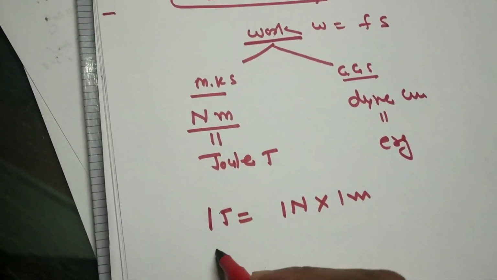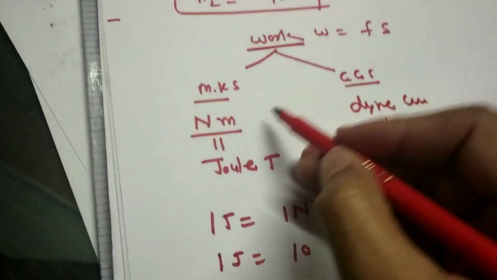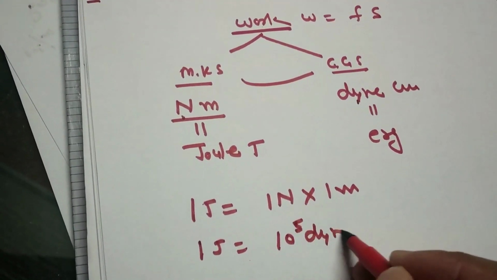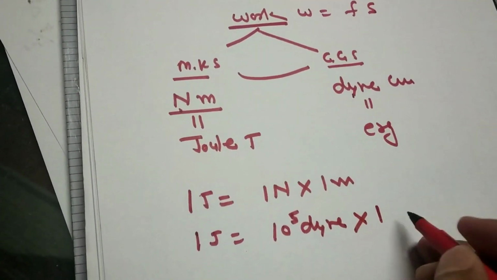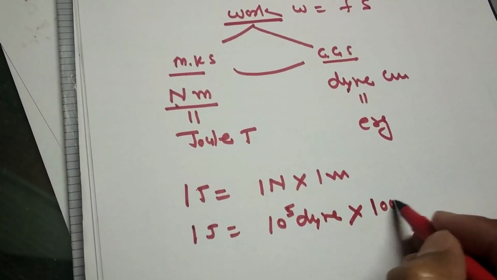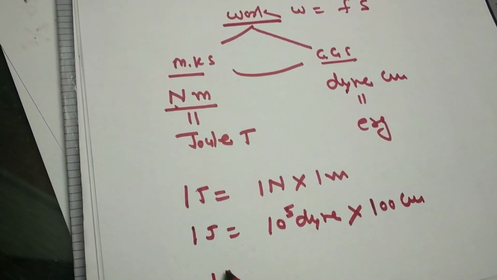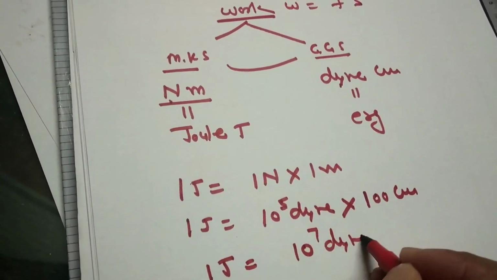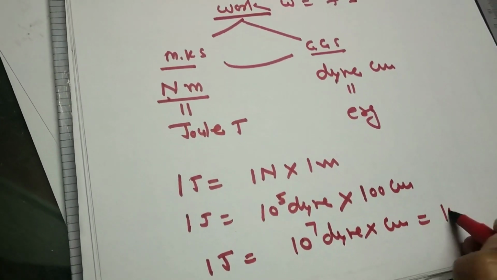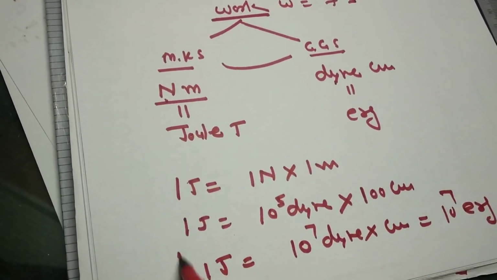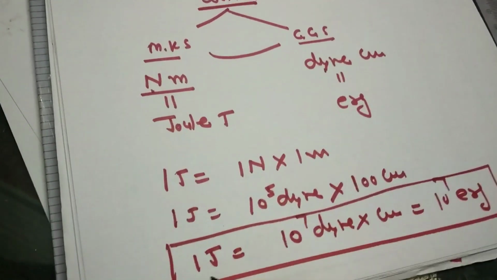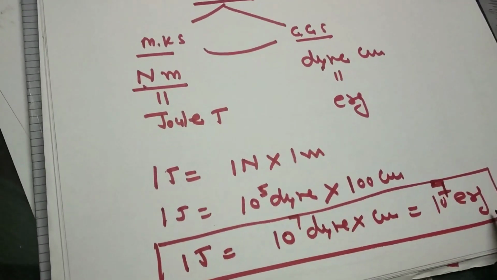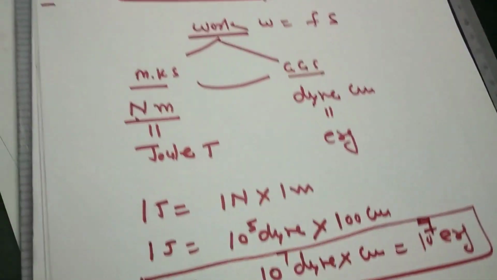So 1 joule equals 1 Newton meter. We will convert MKS into CGS. Newton into dyne we can convert: 10 to the power 5 dyne, we already know that. And 1 meter is 100 centimeter. So 1 joule equals 10 to the power 7 dyne centimeter, which is 10 to the power 7 erg. It means 1 joule in MKS is equal to 10 to the power 7 erg in CGS. This is the simple way. Clear?